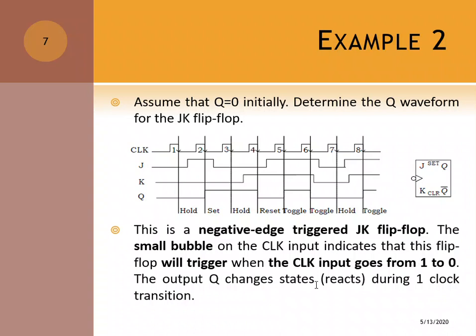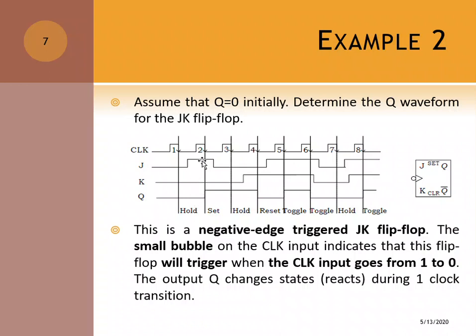The output Q change reacts during 1 clock transition. Okay, kalau positive edge triggered 0 to 1. Kalau negative edge triggered 1 to 0 untuk clock tu. Okay. Okay, so kita tengok for this one. Daripada clock 1, bila clock 1 negative edge triggered. So, J masih lagi kosong, K masih lagi kosong, J kosong, K kosong. So, this is hold mode. Jadi, dia akan proceed Q maintain 0.